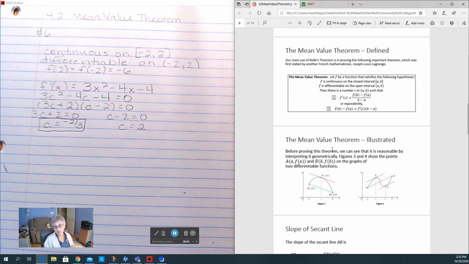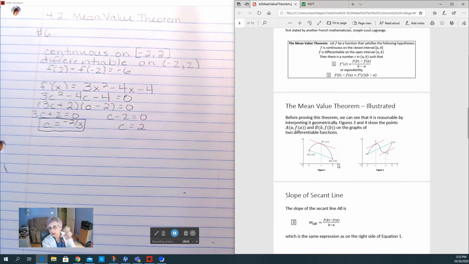Let's move on to the mean value theorem. Same two hypotheses: it has to be continuous on the closed interval, differentiable on the open interval. Then there is a C that lives in that open interval between A and B, such that the derivative evaluated at C is equal to the slope of the secant line that connects the endpoints. It says equivalently, but I always just think of it this way: there exists C such that its slope is the same as the slope that connects the endpoints.